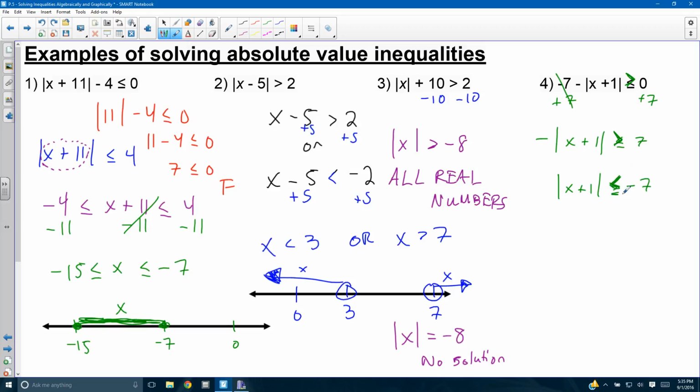Now we're looking at a scenario where we take the absolute value of something, and it needs to be less than negative 7 or equal to it. How do we do that? Well, we can't. It is impossible. This is a no solution case. Once again, you cannot take the absolute value of anything and get a negative number as a result. And that is exactly what we need, and we can't do it. And there you go. 1, 2, 3, 4.